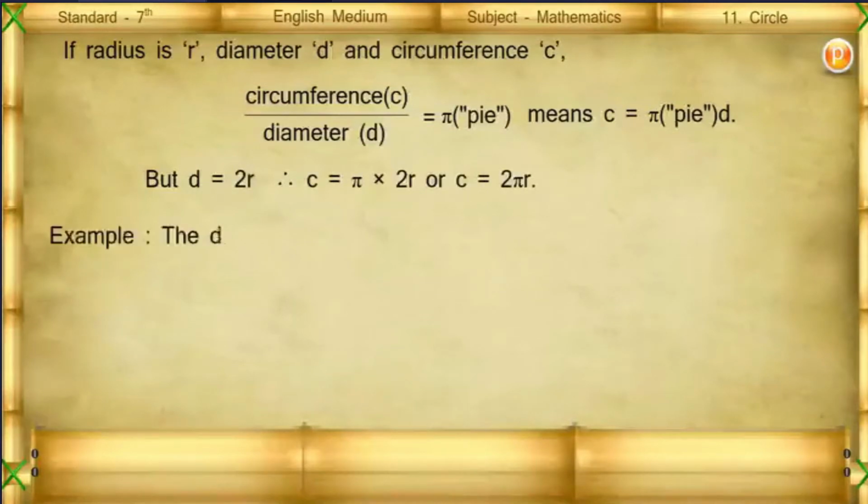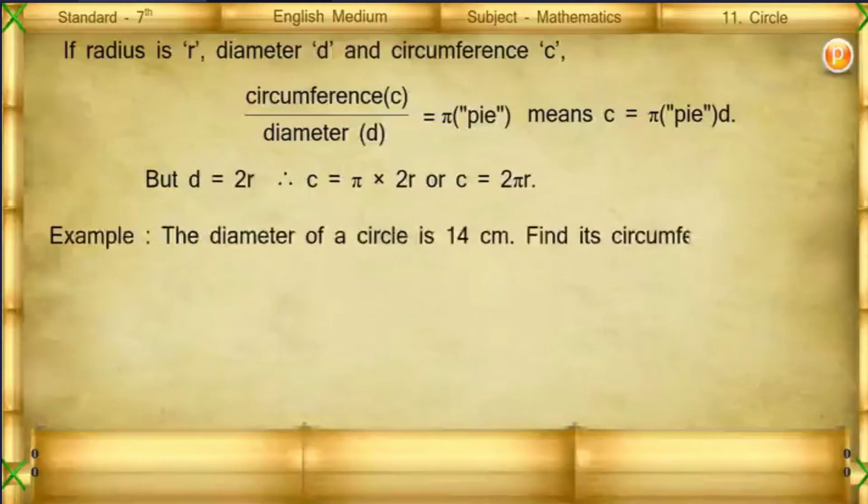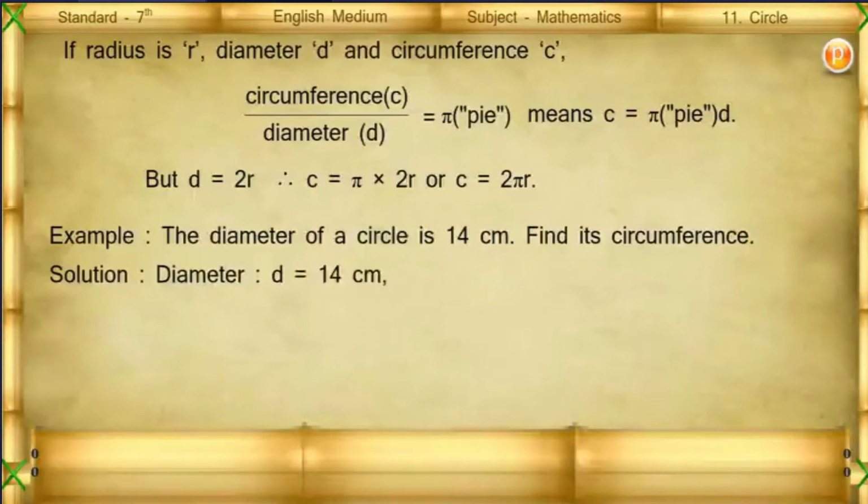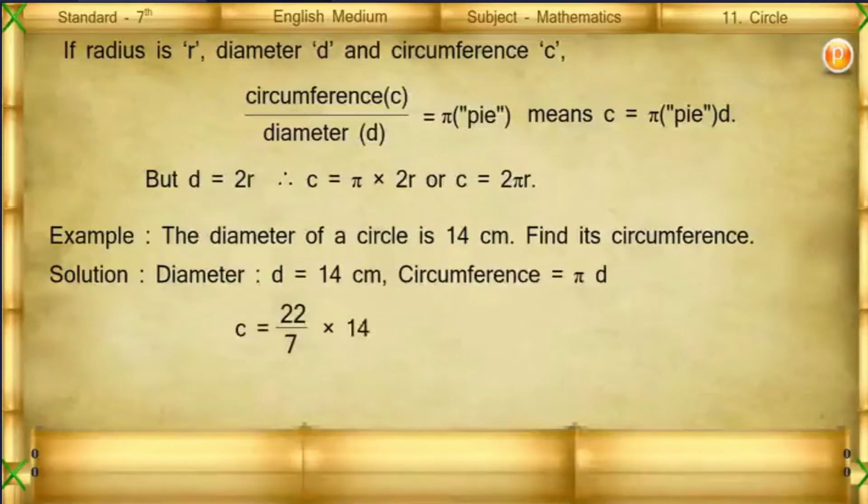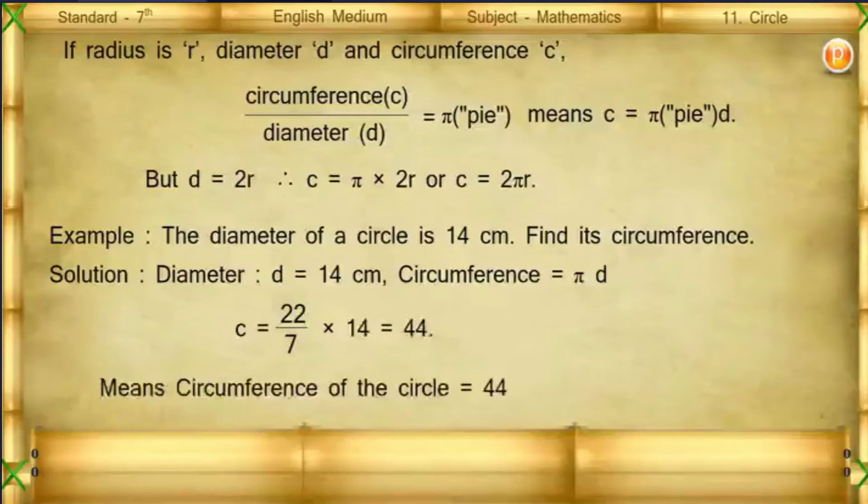Example. The diameter of a circle is 14 cm. Find its circumference. Solution. Diameter d equals 14 cm. Circumference is equal to pi d. C equals 22 divided by 7 into 14, which is equal to 44. Means circumference of the circle is equal to 44 centimeters.